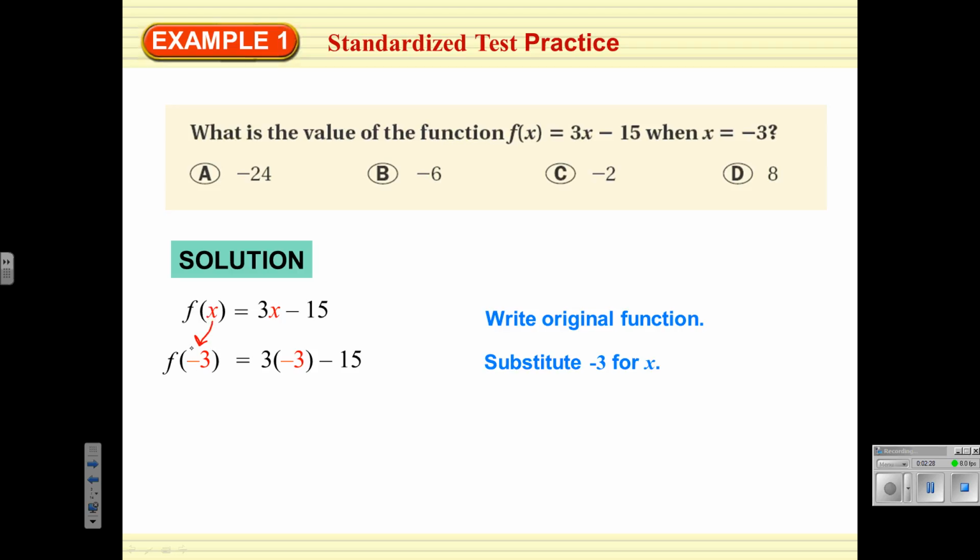Okay, so f of negative 3, or in other words, y, equals 3 times negative 3 minus 15. So whatever value you see inside the parentheses is going to be your x value. The entire quantity f of x represents y. But inside the parentheses, since x is in the parentheses, if you see a number in the parentheses, that'll be your x value that you put in for x to solve. So as we solve this, 3 times negative 3 is negative 9, and then negative 9 minus 15 is negative 24.